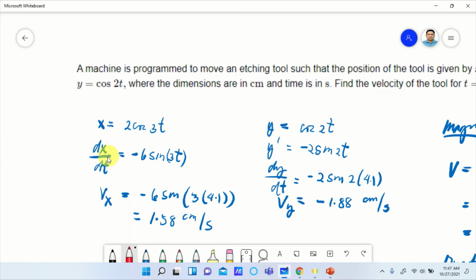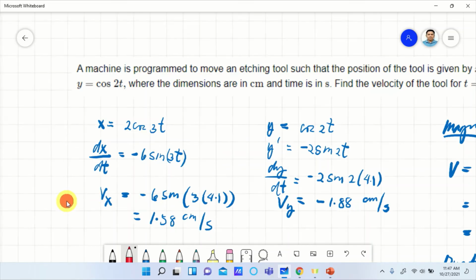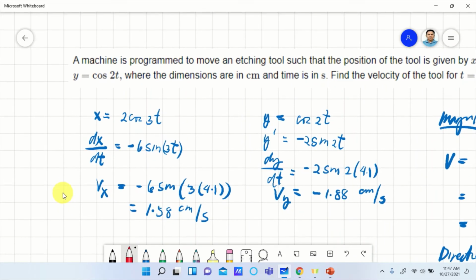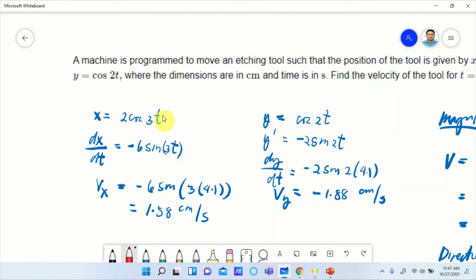So dx over dt is equal to negative 6 sine of 3t. Your vx therefore is equal to negative 6 sine of 3t. The derivative of the function 2 cosine of 3t is negative 6 sine of 3t. So you apply the second set of formulas for the derivative of trigonometric functions.